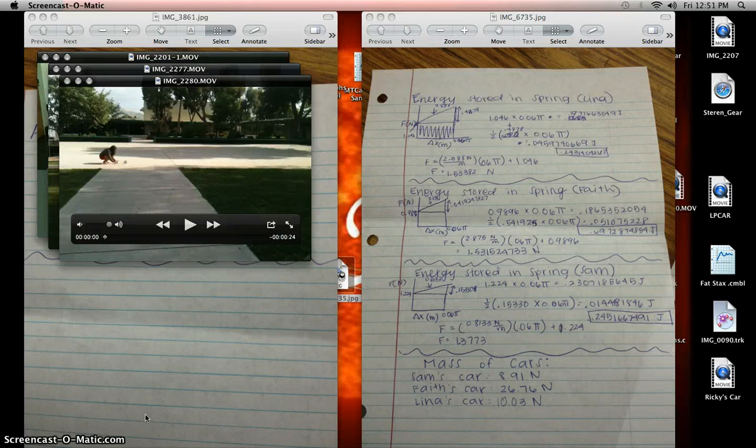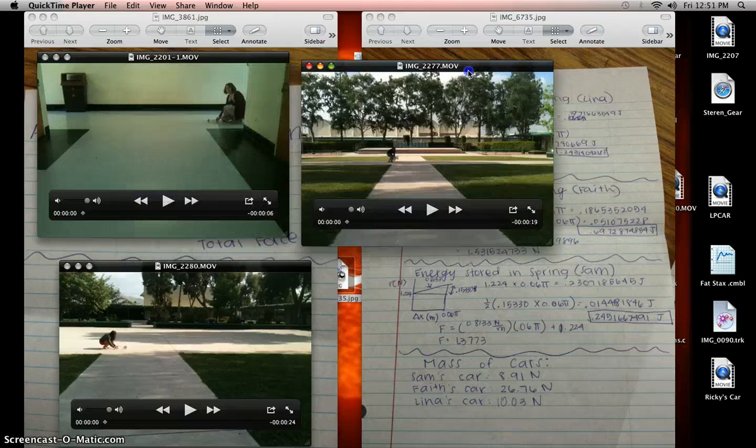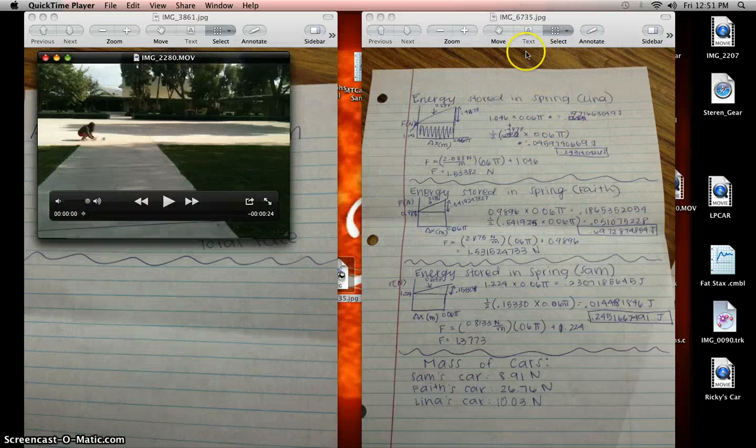Okay, so we're going to first talk about the energy that's stored in the spring, and we did it for every single one of our cars, and if you want to see, here are our videos right here, all three. Anyway, this is energy stored in the spring. We did this by doing the contortion wheel, and then we changed the numbers in the spring constant and did basically what was on your website.